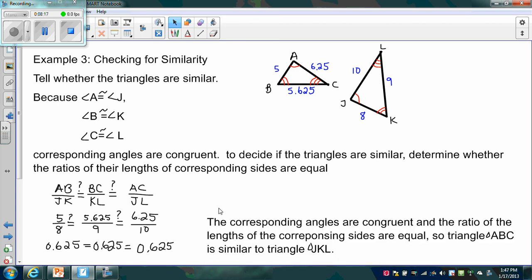So I want you to try the following. So the corresponding angles are congruent, and the ratios of the lengths of the corresponding sides are equal. So triangle ABC is similar to triangle JKL. I'm sorry, this was just the summary for this, not a problem for you to try yet. So yes, they're similar.